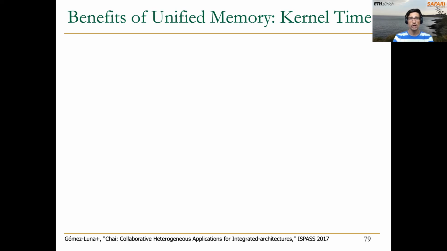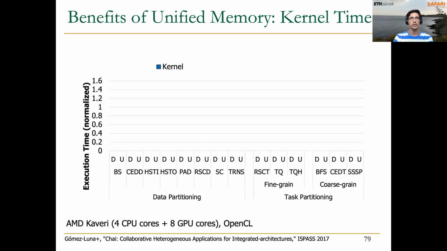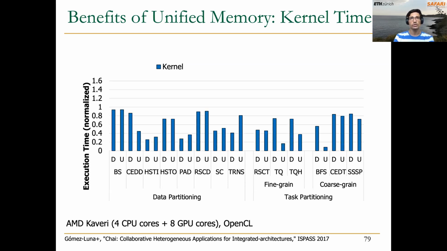So we use these benchmarks to analyze, in this case, an AMD Kaveri, as I said before, with 4 CPU cores and 8 GPU cores. In this case, we use the unified and discrete versions implemented in OpenCL, and you see for all CHAI benchmarks the comparison in the kernel execution time. We observed that for data partitioning workloads, the kernel execution time is comparable. But in some cases, we see that the unified version is slightly slower due to the use of system-wide atomics.